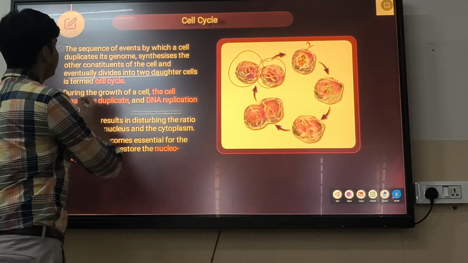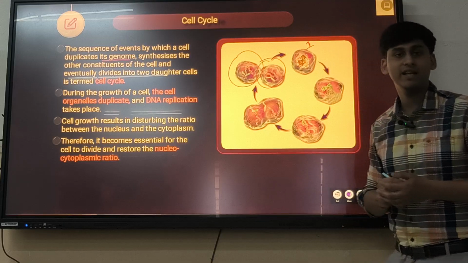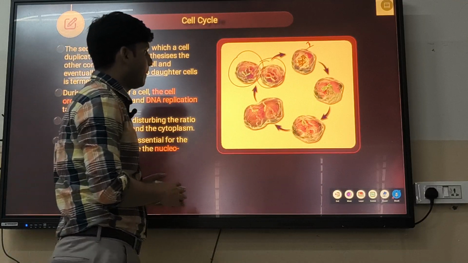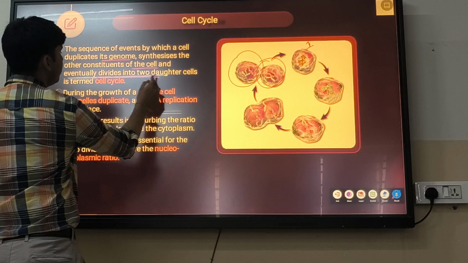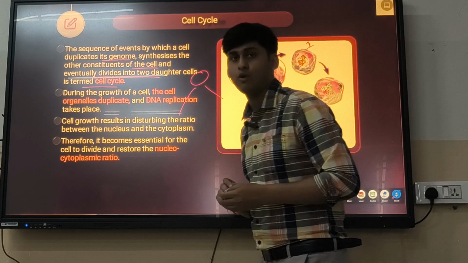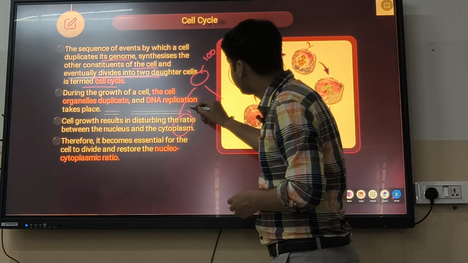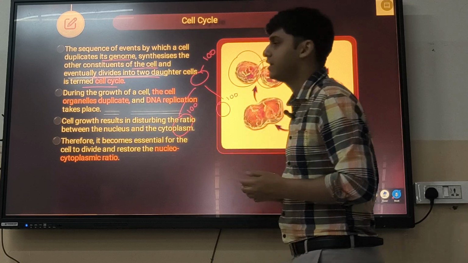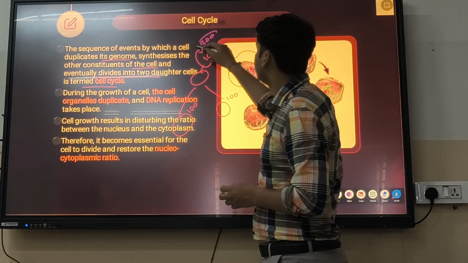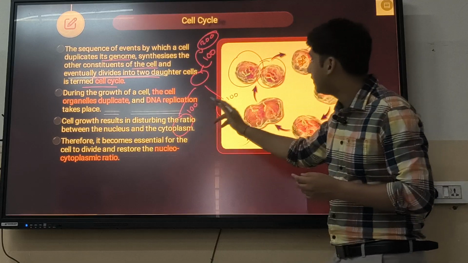The sequence of events by which a cell duplicates its genome. Obviously, it will have to duplicate its genetic material, its DNA, its RNA, its organelles, everything will have to be duplicated, other constituents of the cell, and eventually divide into 2 daughter cells. So, from one cell, if 2 cells are getting produced, suppose this single cell has a content of 100, but the new cells will also have the content of 100. How is it achievable? At first, it will have to double its content, means from 100 it will have to become 200. Then only it is possible that 2 cells which are getting produced from this single cell will have 100 each.